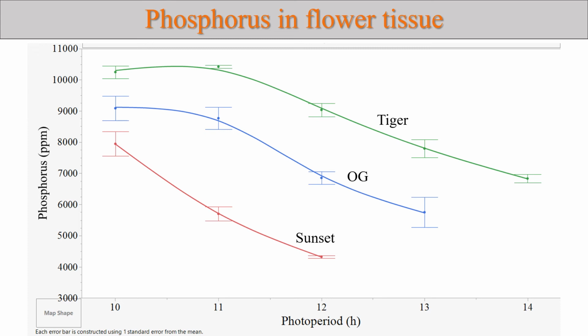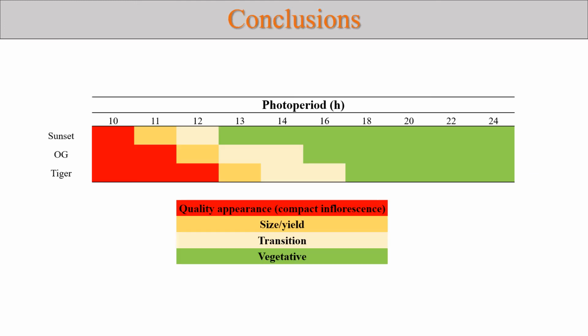This is pretty similar to what we saw with leaf number, where we saw the lowest number of leaves in the most inductive flowering treatments. So we could really tie in nicely and look at the flowering intensity as a function of leaf number and phosphorus concentration. Overall, we can summarize the experiment pretty well with this one figure.